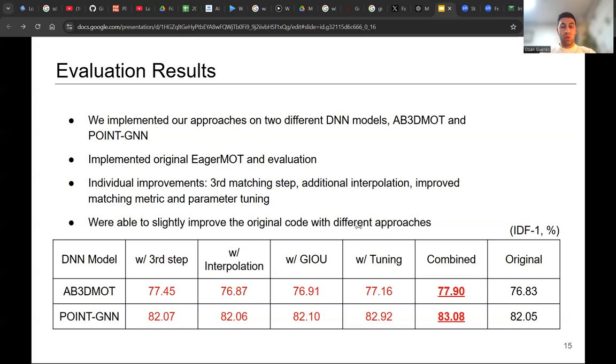We can see that we were able to slightly improve on the base code with each approach. The combined approach improved multi-object tracking more than the approaches individually. Although we were able to make small improvements, it showed that further improvements need a paradigm shift of the basic approach. Simpler improvements, such as improving the distance metrics, as well as adding onto the pipeline by using a third matching step or an interpolation step, cannot improve the tracker significantly.